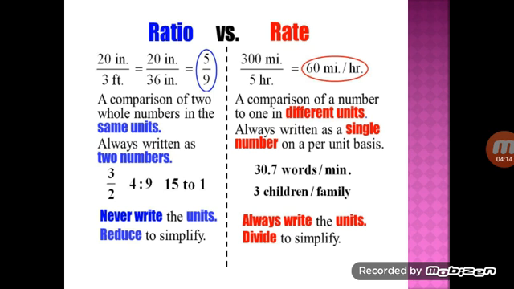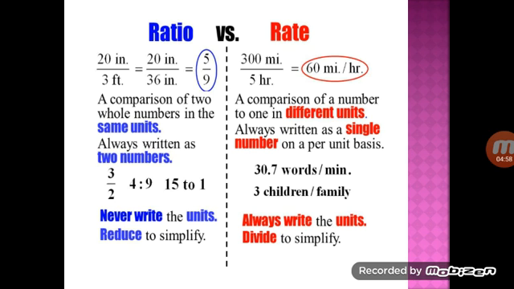In the ratio example, we can see 20 inches by 3 feet means 20 inches ratio 3 feet. Now the units are different, so we will make them the same. We will convert feet into inches. There are 12 inches in 1 foot, so we will multiply 3 feet by 12, and the result is 36 inches. Now 20 inches by 36 inches, we have the same unit. We can simplify it now. We take the highest common factor of 20 and 36, that is 4. We divide 20 by 4, the result is 5, and we divide 36 by 4, the result is 9. Hence the simplest form is 5 by 9.